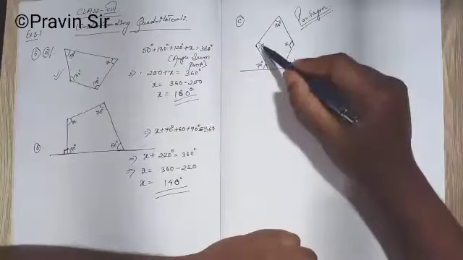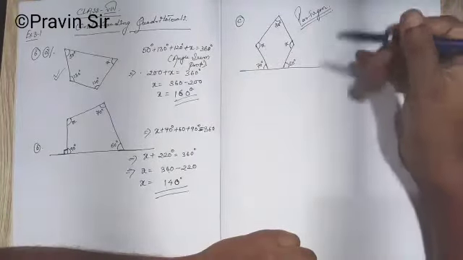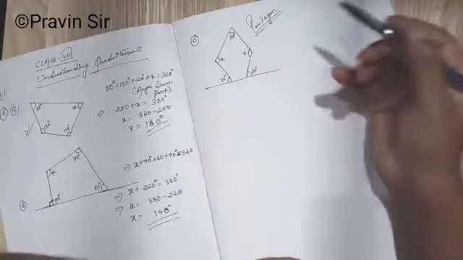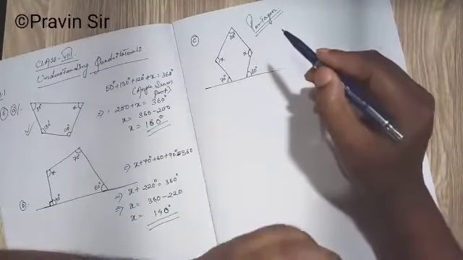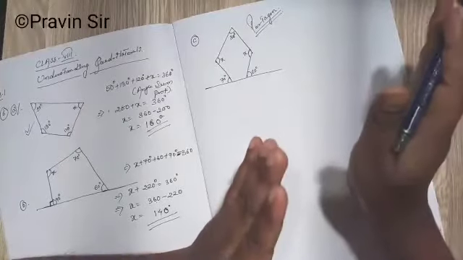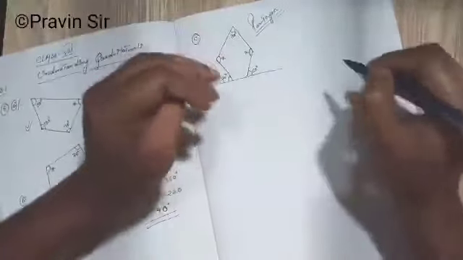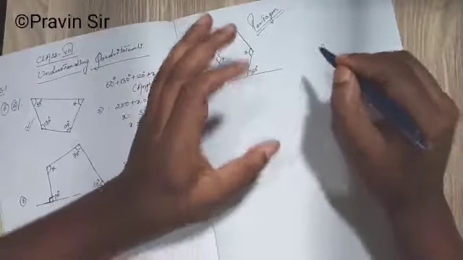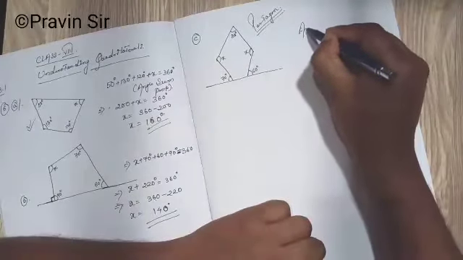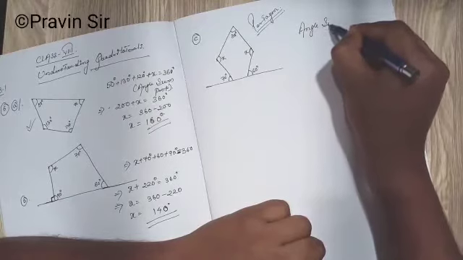So let us try. This angle and this angle is what? Equal. So first of all, let us try to find out the angle sum. 540 we know already, but sometimes if you forget, then how can we find this out? No need to show this in the question, but I'll show you for your understanding. First of all, let us see what is the angle sum.